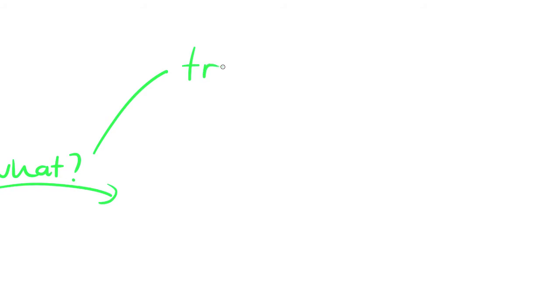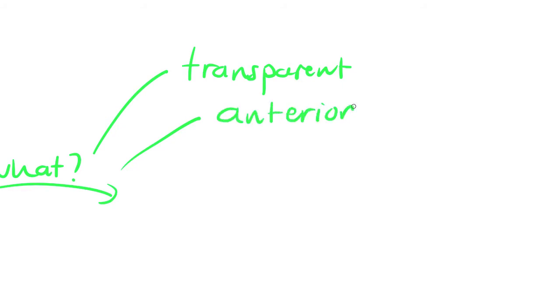The cornea is a transparent structure, which means it's quite easy to see through. It sits in the anterior part of the eye. In fact, it is one of the most anterior structures of the eye. It consists of 5 distinct layers, which we will chat about a bit later in the lecture.